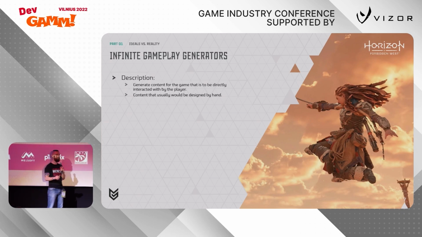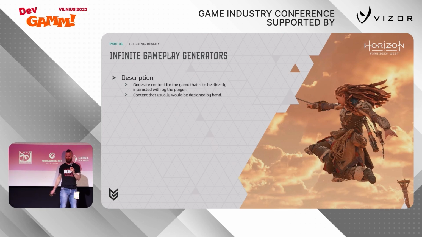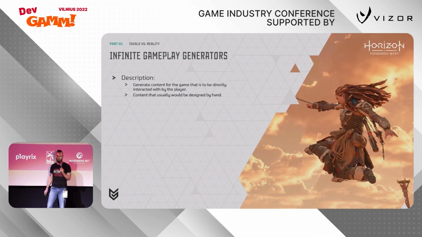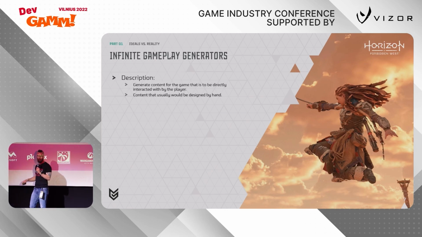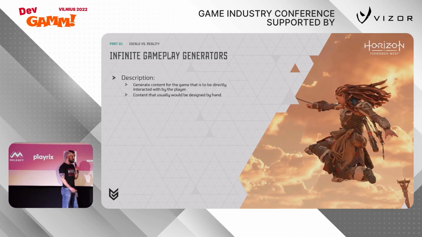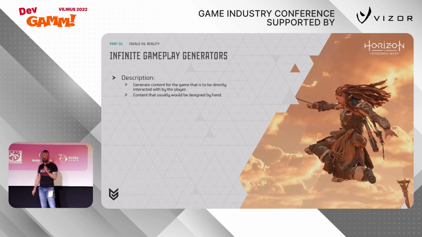Let's start with the most obvious type, infinite content generation, infinite gameplay generators. This would be systems that generate content that the player is directly interacting with, things like dungeons, opponents, quests, or loot. These are meant to generate complex content that normally would be created by designers directly, and that is to be replayed over and over.